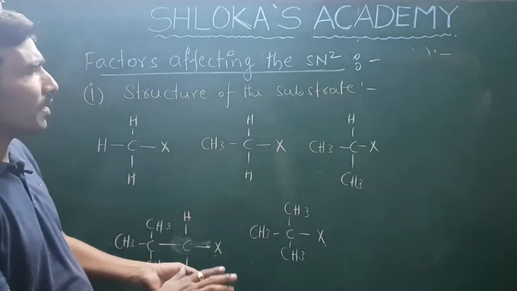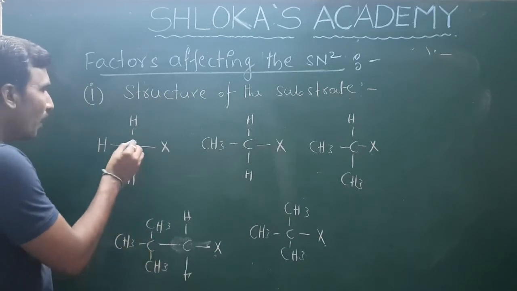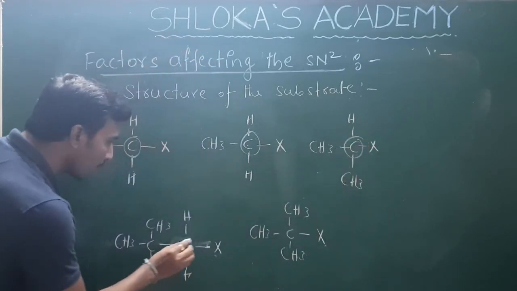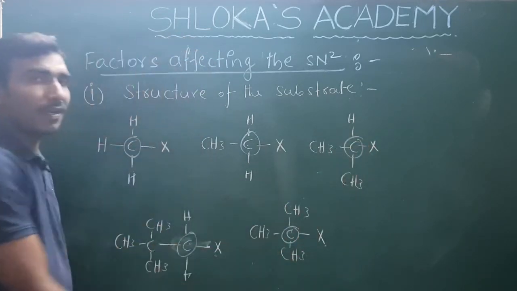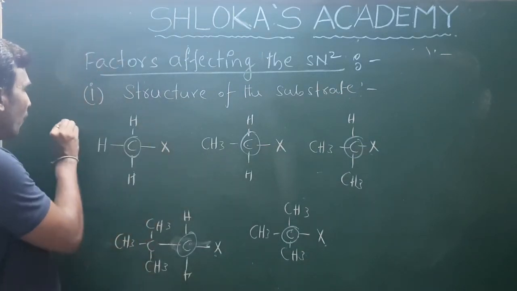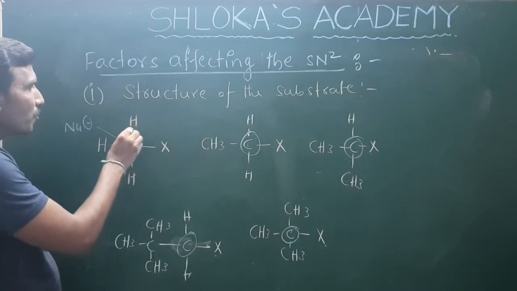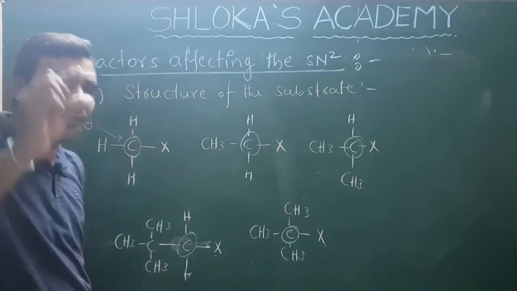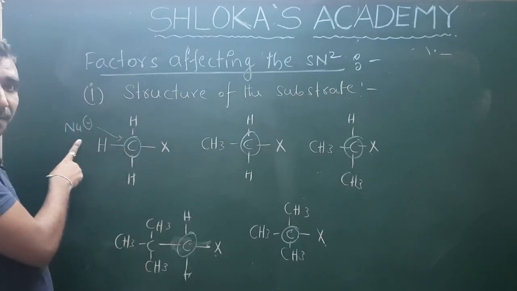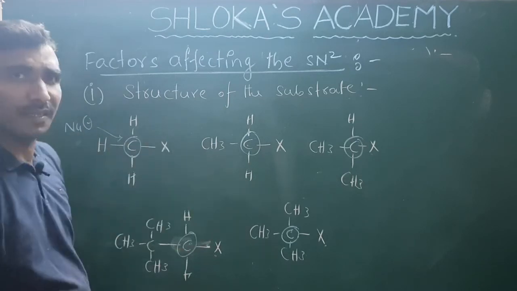Let me check. In all cases the nucleophile is the same, meaning the nucleophile has to approach this carbon atom. So let me label the reactive carbon: this is the carbon where the nucleophile attack has to be done. If the nucleophile is coming towards this carbon, what are the atoms attached to it? All 3 are hydrogens, which are very small. So they do not offer any steric hindrance to the nucleophile, and the approach of the nucleophile becomes very easy.